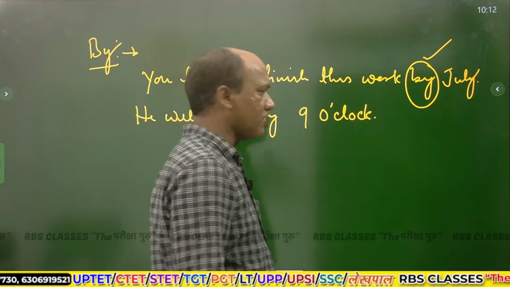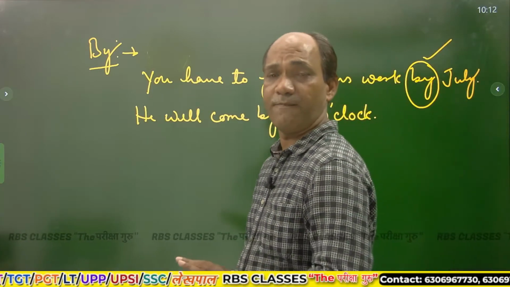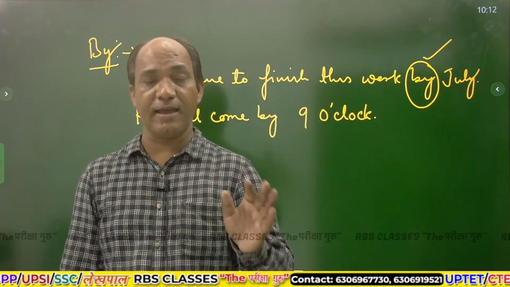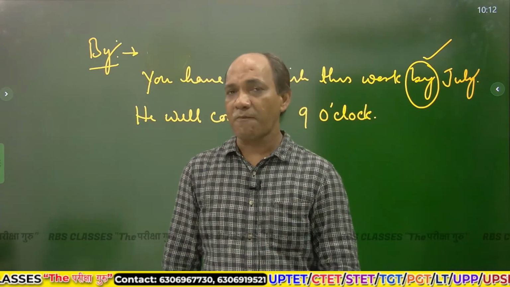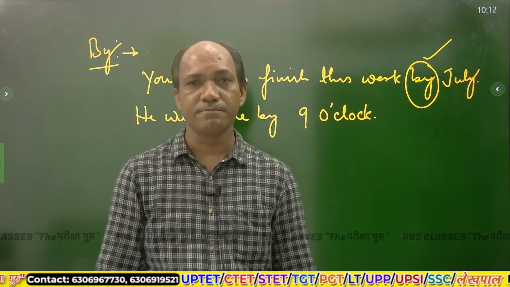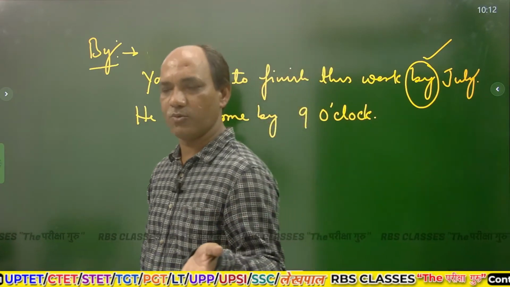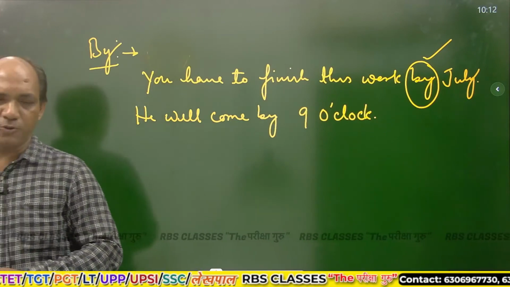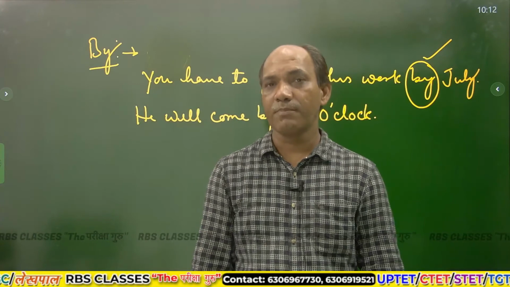मीन्स वह 9 बजे से पहले आ जाएगा। तो 9 बजे से पहले वो कहीं भी आ सकता है। वो 8:30 बजे आ सकता है, 8:45 पर आ सकता है, 8:55 पर, 8:59 पर आ सकता है, बट नॉट लेटर देन 9 o'clock. 9 से ज्यादा नहीं हो सकता है। So these are the prepositions of time. These are a few prepositions of time.